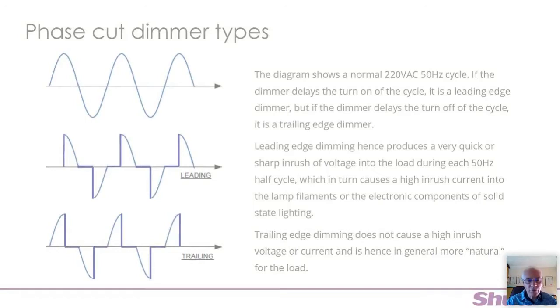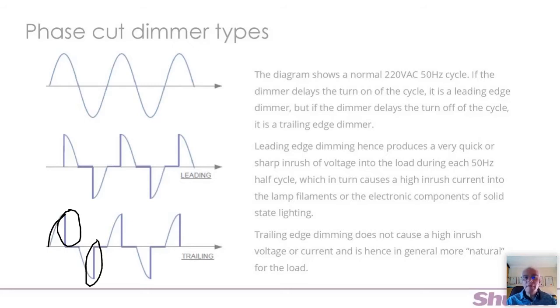The driver or the lamp gets a natural rise, a soft start on the voltage, and at some point in the cycle, it would turn off. And you can vary the position where it turns off, and you increase or decrease the voltage onto your driver. So this is beautiful because your driver actually doesn't realize that it's on a dimmer, because it gets the natural voltage soft start and then it turns off naturally.